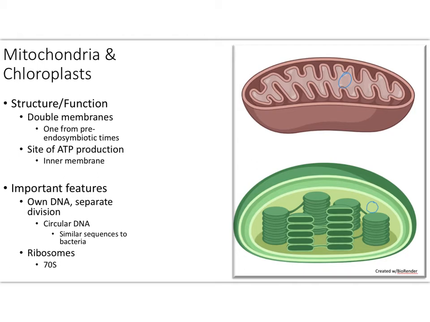That DNA, aside from being circular, which is similar to what we find in prokaryotes, also has a very similar sequence to what we find in prokaryotes. Also, not shown in here, but you will find 70S ribosomes interspersed throughout the cytoplasm of the mitochondria and chloroplasts. And remember, that is different than what you would find in the cytoplasm of the larger eukaryotic cell. In that place, you would find 80S ribosomes. But in here, inside the mitochondria and chloroplasts, we find 70S ribosomes that are essentially the same ones that we find in bacteria.